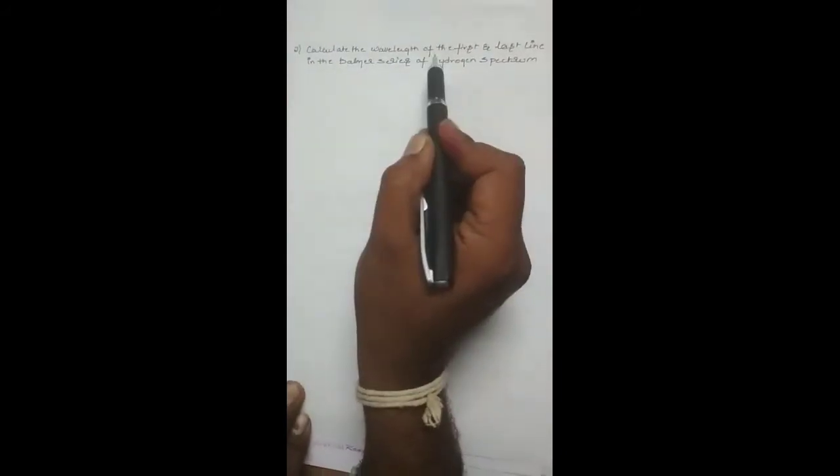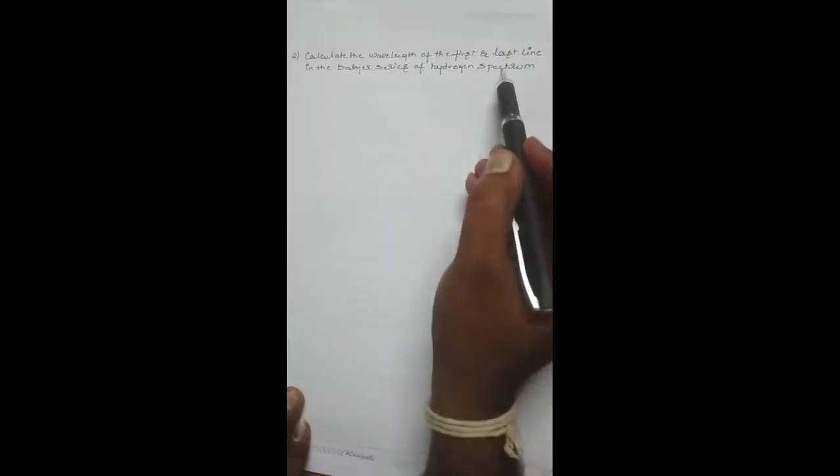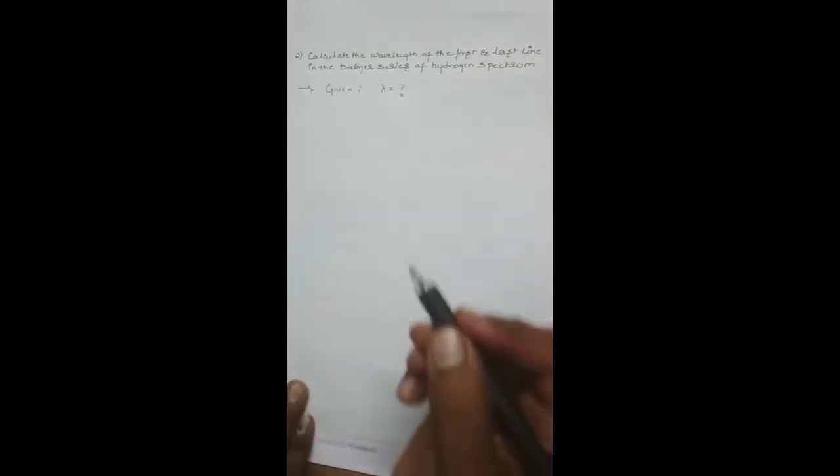Okay, yes students, next we are going to the second question. Calculate the wavelength of the first and last line in the Balmer series of hydrogen spectrum. You see what they're telling. Calculate the wavelength means we want to find out the wavelength, correct? Then first and last line are in the Balmer series.